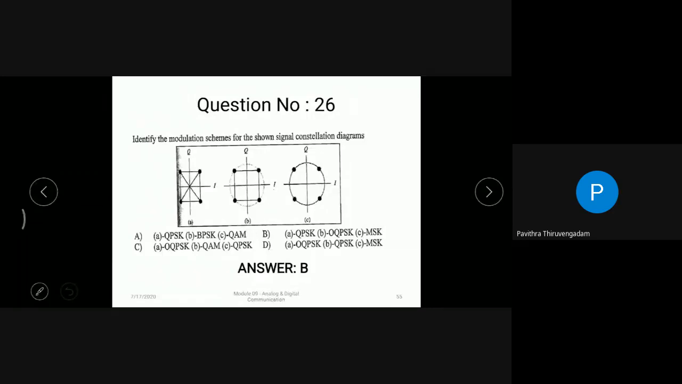As of now, for this question, they asked only for the modulation schemes based on the constellation diagram. It is clearly understood. The first one is QPSK, the second one is OQPSK, the third one is MSK, which is nothing but option B.